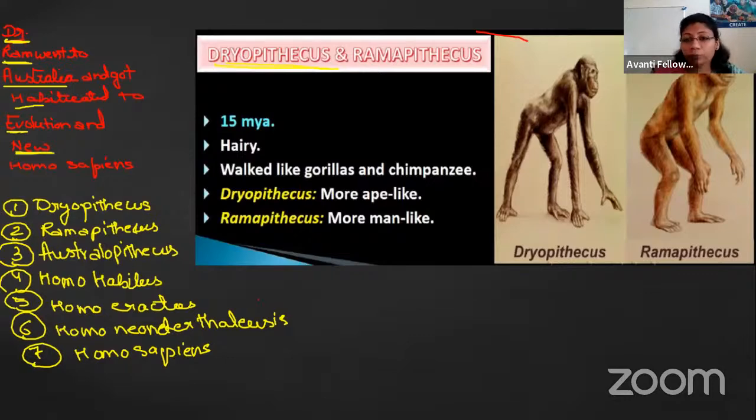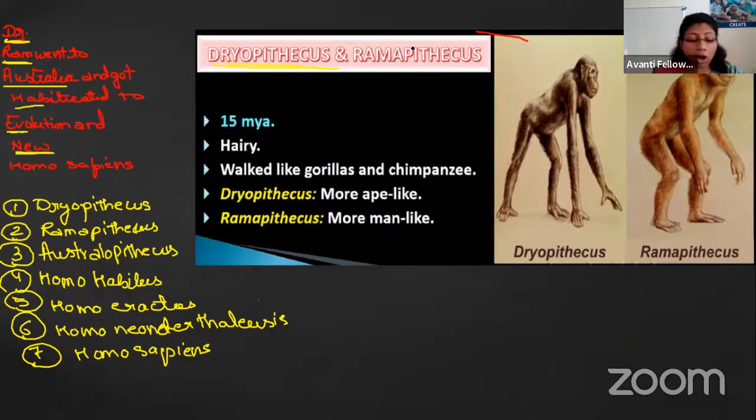Okay, so let me tell you, the term human evolution refers to the evolutionary process leading up to the appearance of modern humans. We are talking about evolution, and what evolution? Human evolution. That means we are going to talk about each and every step of the evolution which leads to the formation of us, that is the modern human, or we can say the Homo sapiens.